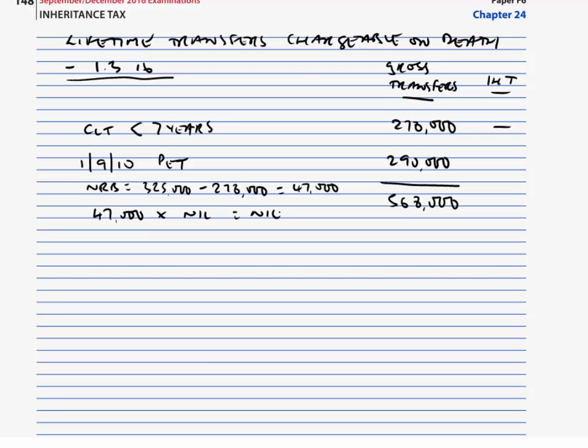47,000 out of the 290, leaving 243,000 to be taxed at 40%. 243,000 at 40% will be equal to, I think, £97,200. We could have got the same answer by simply picking up the total, 568, and removing from it the available nil rate band of 325.